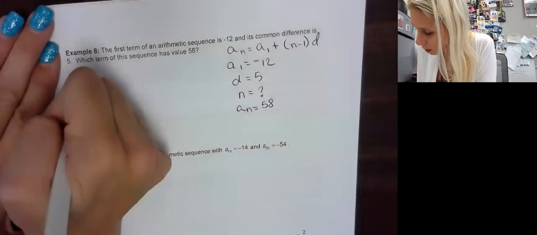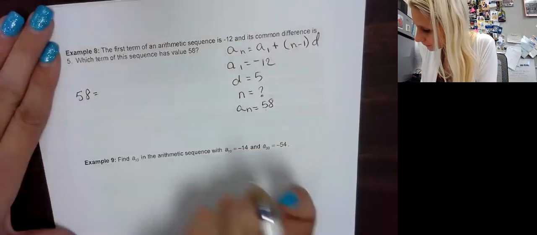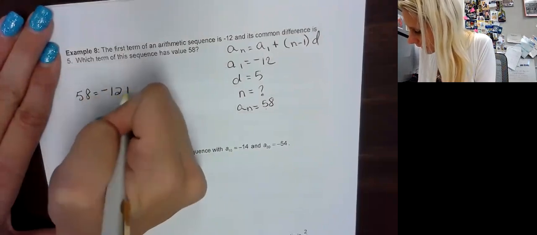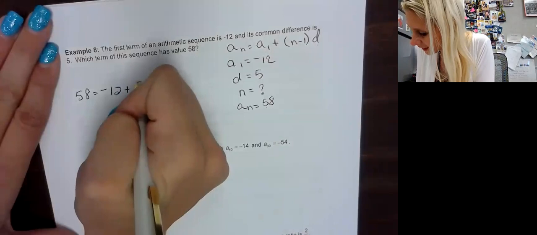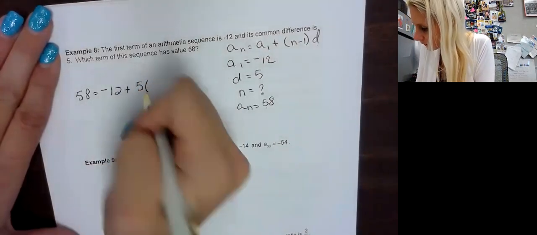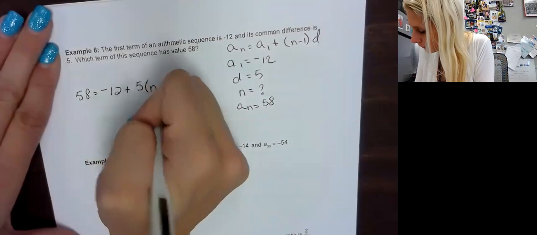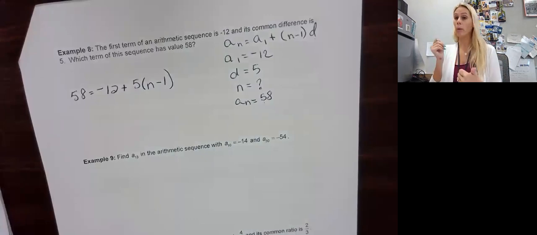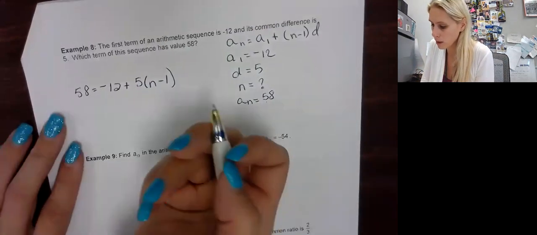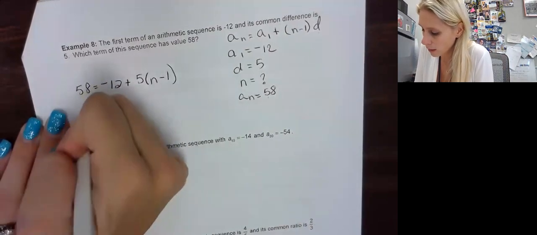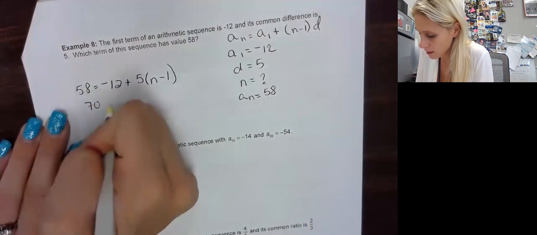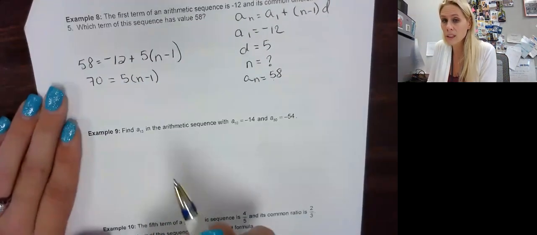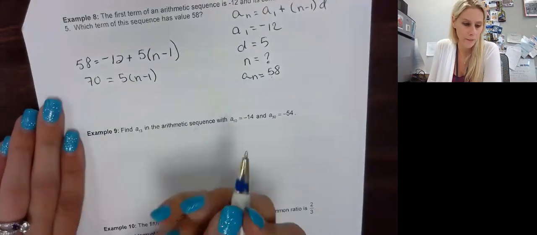So let's plug in. We have 58 equals negative 12 plus, I'm going to put d in front because I like having my coefficients in front. N is what we're trying to find. And are we having one variable now? Is it the one we want? Yes, it is, so we can go forward. So 58, I'm going to add 12, so I get 70 equals 5 times n minus 1. I do not have to distribute, because right there, how do you get rid of a multiplying 5?